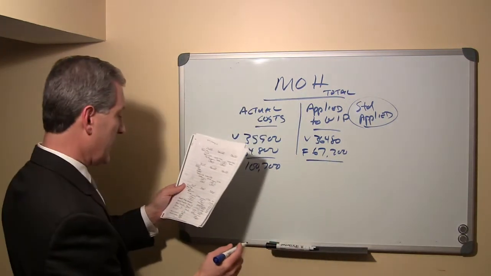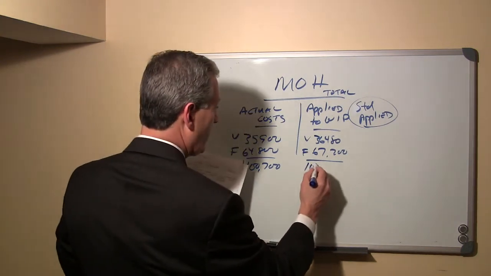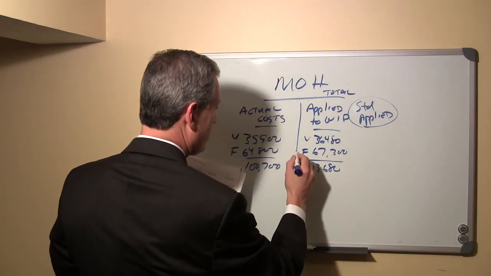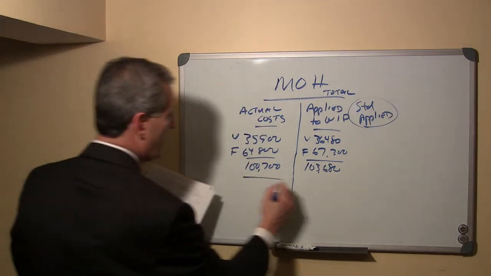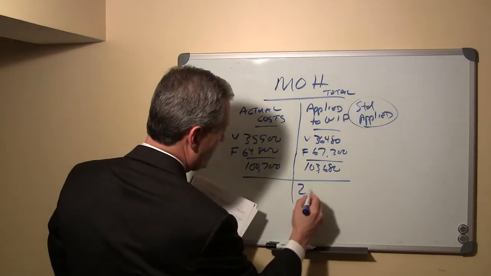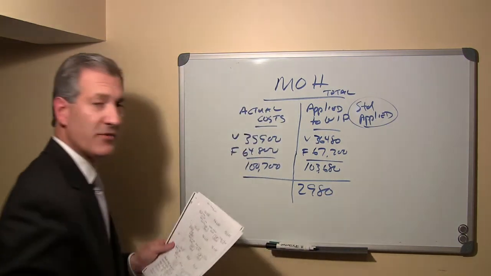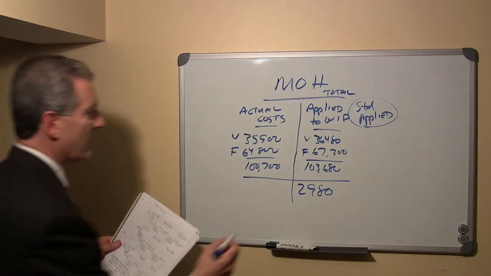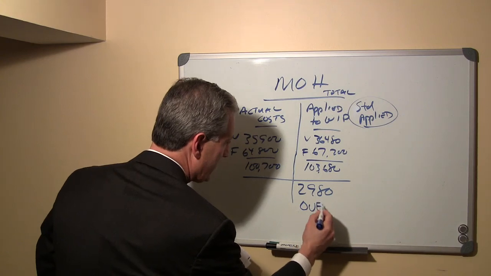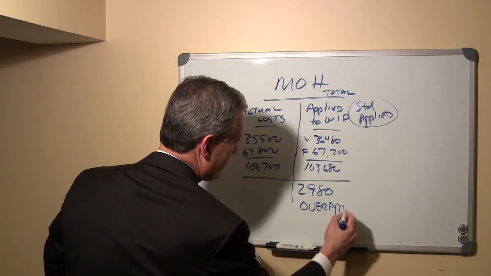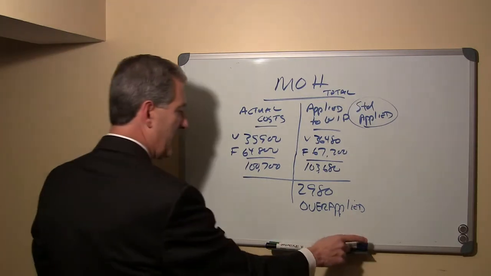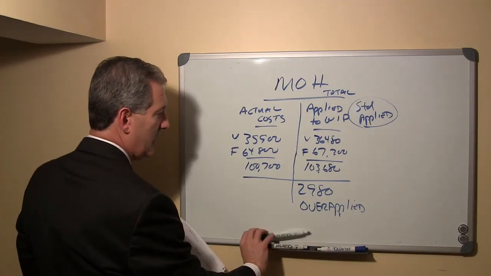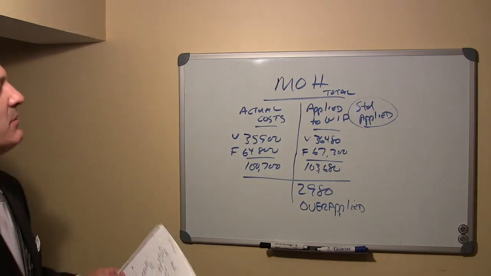The credits in this account total $103,680. We need to look at our net debits and our net credits. We have a net credit of $2,980, and that represents over applied manufacturing overhead.